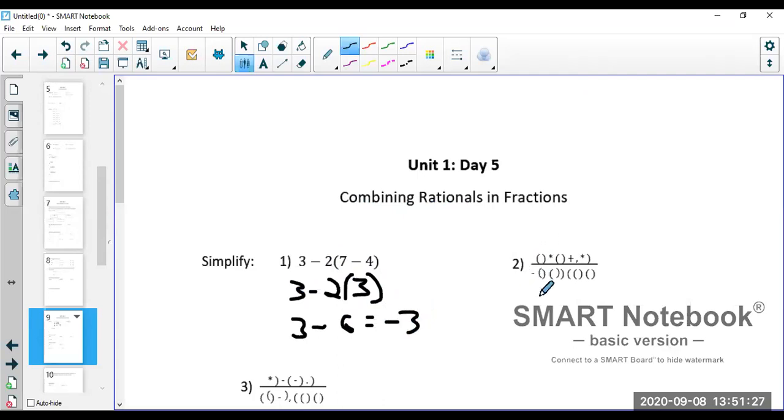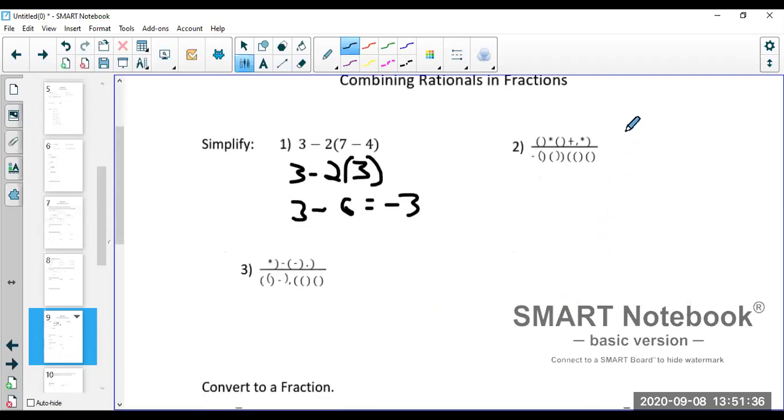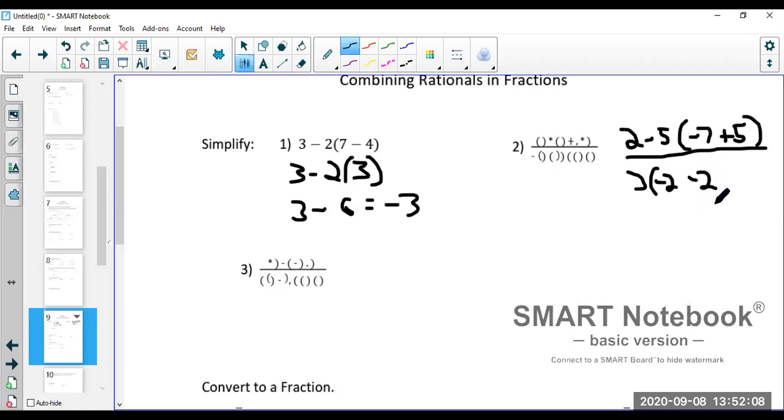It's when we get to questions like this, and for whatever reason it didn't want to actually come up properly. So I'm going to rewrite this question over here as to what it should be. So it's 2 minus 5 times negative 7 plus 5, all over 3 times negative 2 minus 2 times negative 2.